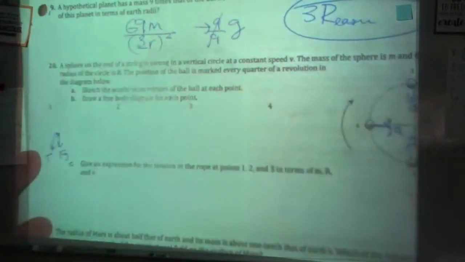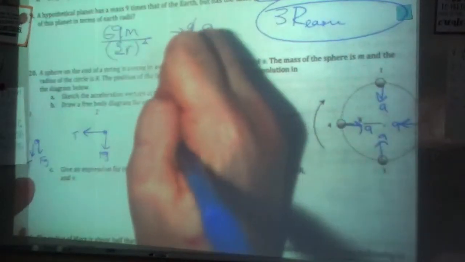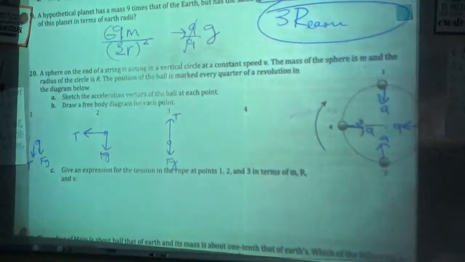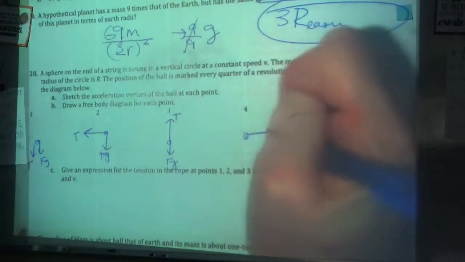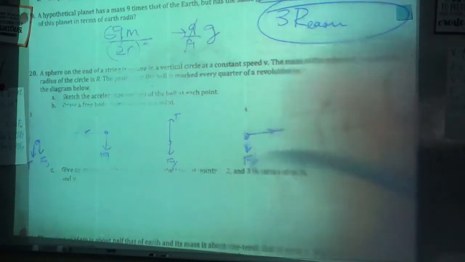So at point 1, we have both the gravity and the tension pulling down. At 2, it is gravity obviously down and tension is to the left. At 3, tension is pulling up and there's still the force of gravity down, so tension must be greater here because I still accelerate up. And then at 4, we've got tension into the circle and force of gravity down.